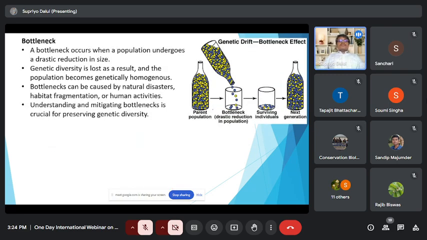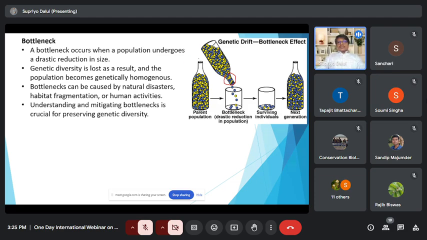Then another interesting phenomenon of nature is the bottleneck theory. Bottleneck theory is a very interesting concept. So what is this? A bottleneck occurs when a population undergoes a drastic reduction in size. Genetic diversity is lost as a result and the population becomes genetically homogeneous. Bottlenecks can be caused by natural disasters, habitat fragmentation, or human activities. Understanding and mitigating bottlenecks is crucial for preserving genetic diversity.